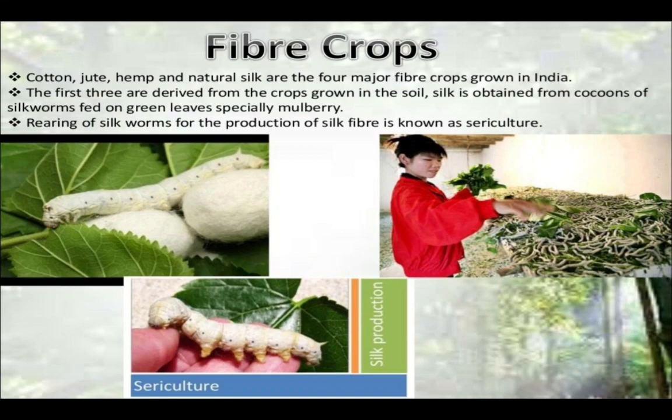Cotton, jute, hemp, and natural silk are the four major fiber crops that are grown in India, and the first three are derived from crops grown in soil, that is cotton, jute, and hemp. Silk is obtained from cocoons of silkworm that are fed on green leaves, especially mulberry. Rearing of silkworm for the production of silk fiber is sericulture. So this was our brief recap.